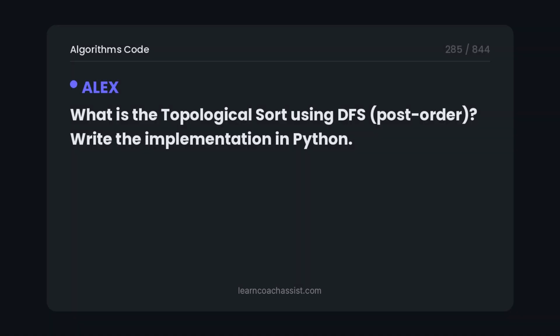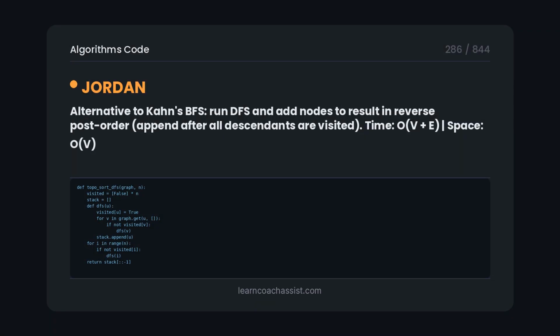What is the topological sort using DFS, post order? Write the implementation in Python. Alternative to Kahn's BFS, run DFS and add nodes to result in reverse post order. Append after all descendants are visited. Time O(V plus E), space O(V).